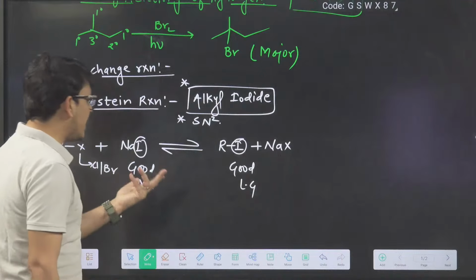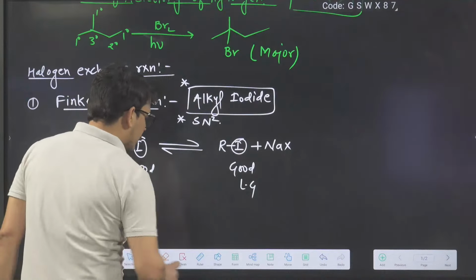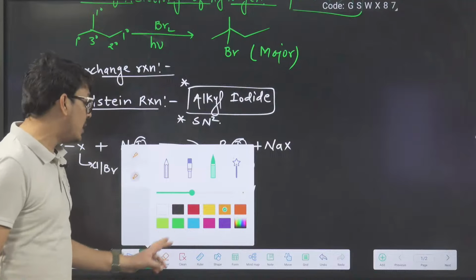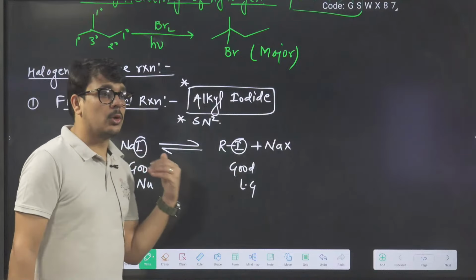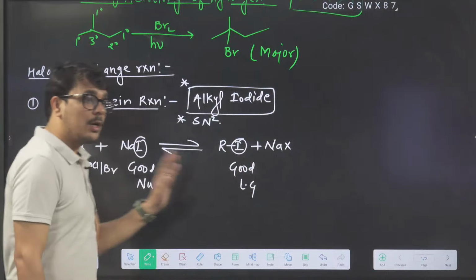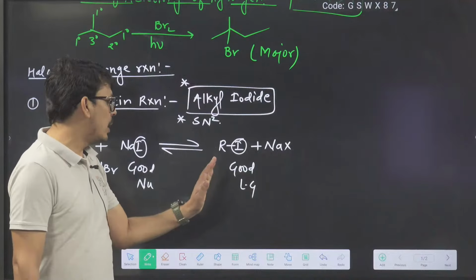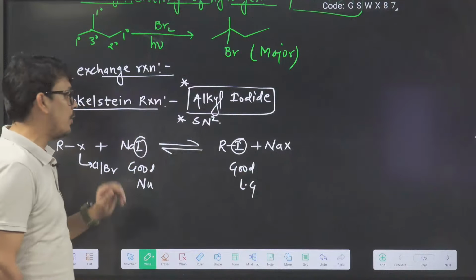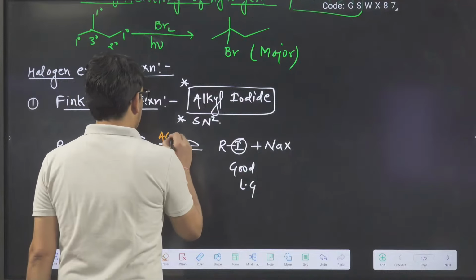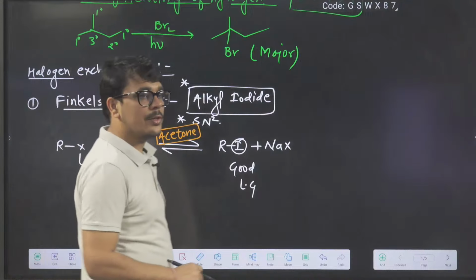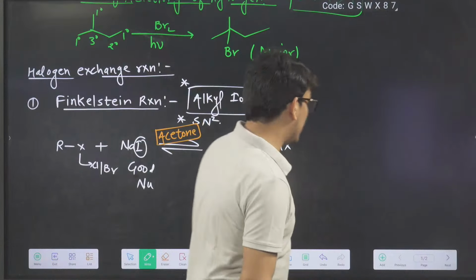So to make this yield more, we are using one specific type of solvent. That solvent prevents which reaction? Backward or forward? That solvent prevents the backward reaction. That is why here we are using which solvent? Acetone.